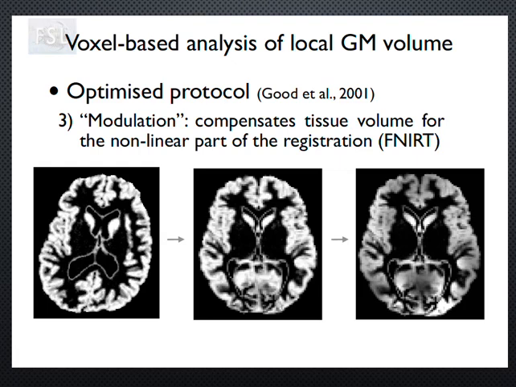And the one process that needs to happen as a function of this warping is that you need to adjust for the expansion or compression of the deformation. So for example, if you had a really narrow region of gray matter that you are expanding in the normalized space, you need to adjust that gray matter density for that degree of warping.